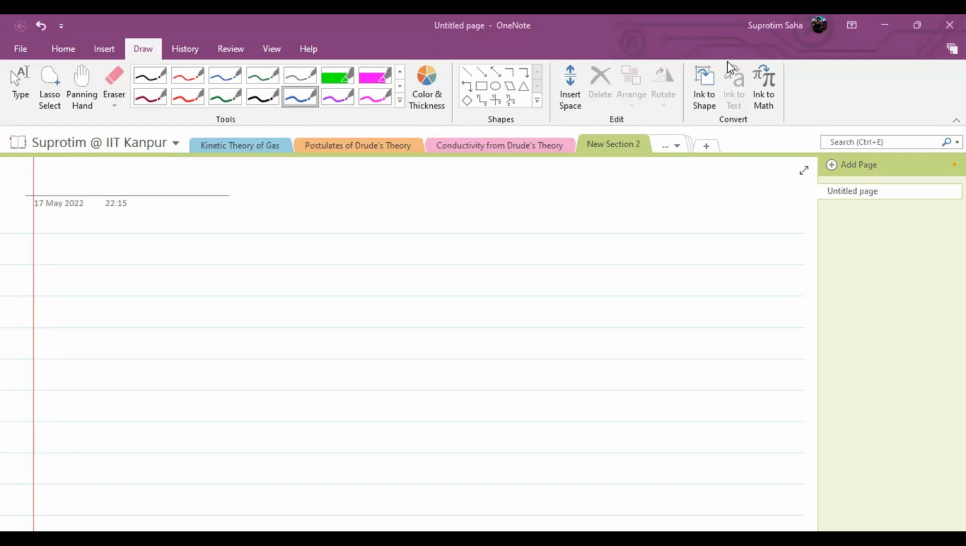All right. So let me write down the heading. Thermal conductivity of a material.